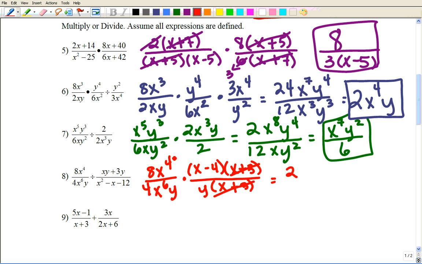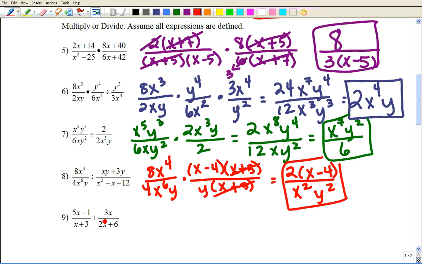And x to the 4th divided by x to the 6th. When dividing like bases, subtract. So 4 minus 6 is negative 2. So whenever you end up with a negative difference, you'll move it to the other side to make it positive. So I'm going to put it back down here. And then the x minus 4 stays on the top. And then y times y is y squared.